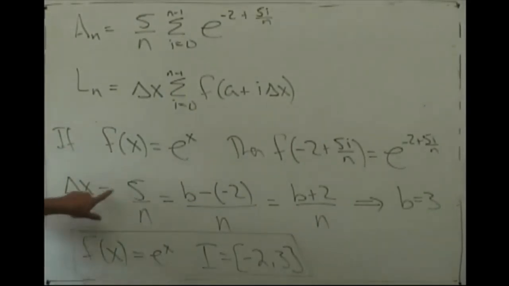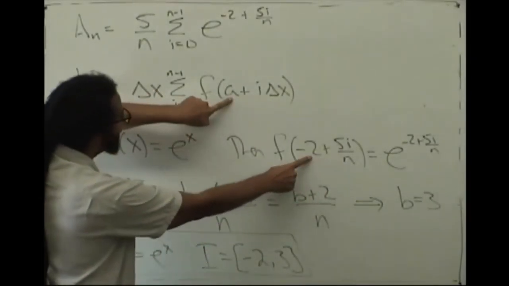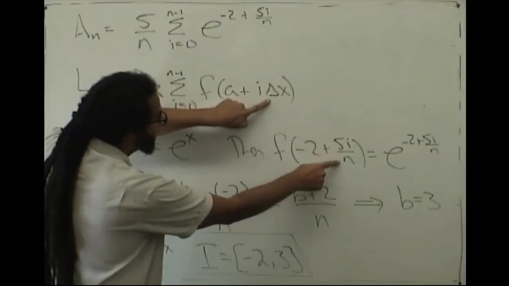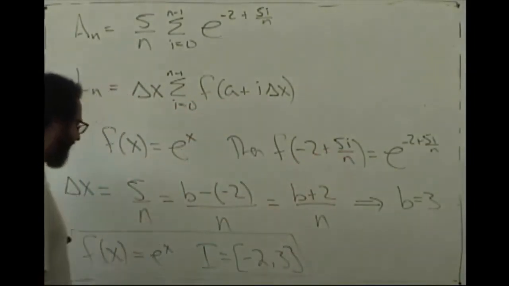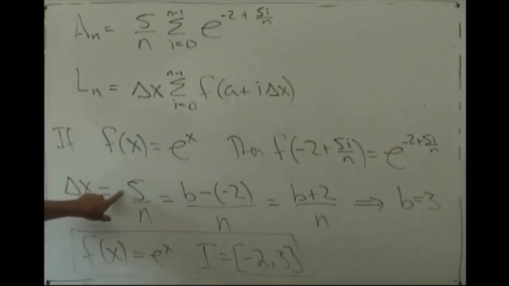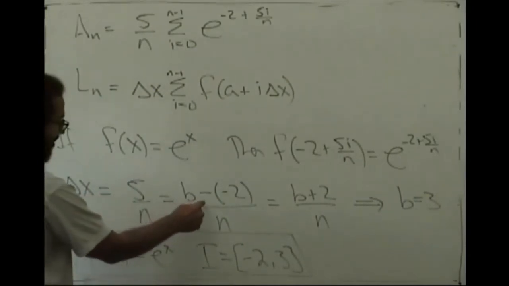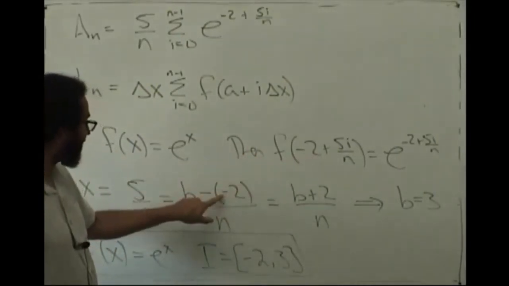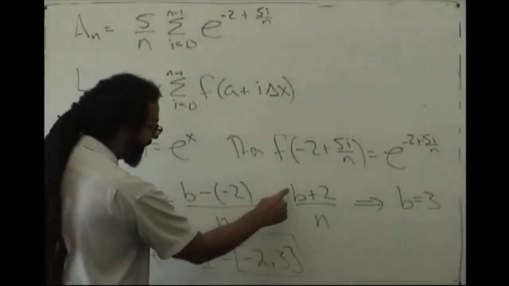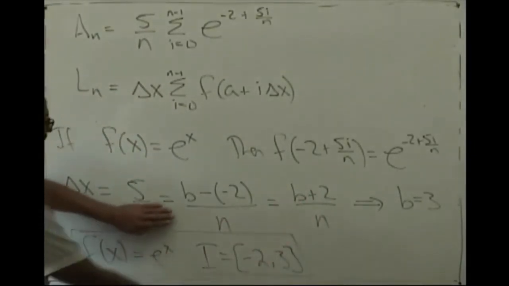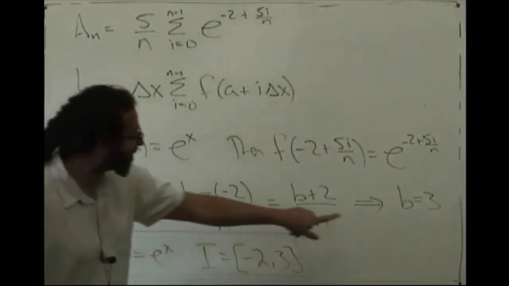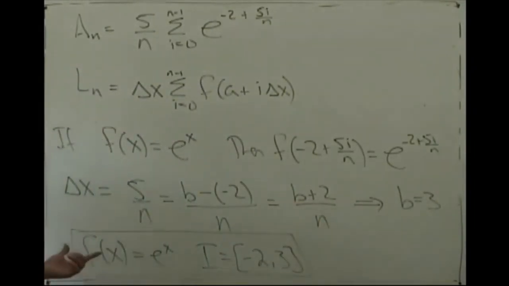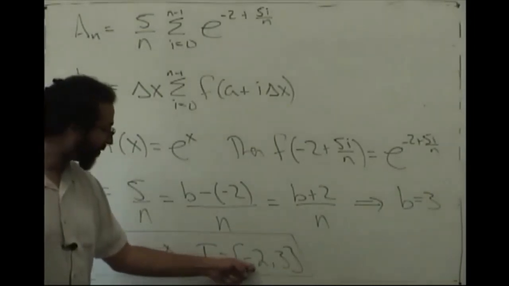And now if delta x is 5 over n, then I've got a should be negative 2, delta x is 5 over n, and then we're just multiplying by i. I know that delta x is given by b minus a over n. It looks like a is negative 2, and so I know that 5 over n is going to be b plus 2 over n. And so the n's cancel, and that tells me that b should be equal to 3. So the final answer here, the function is just e to the x, and the interval goes from negative 2 to 3.